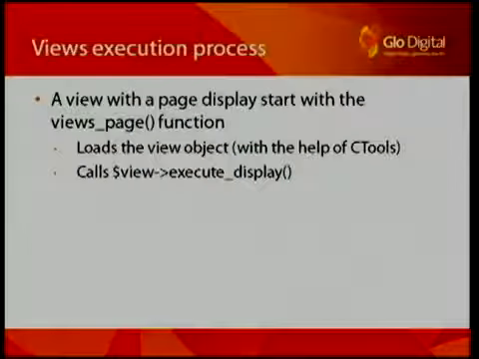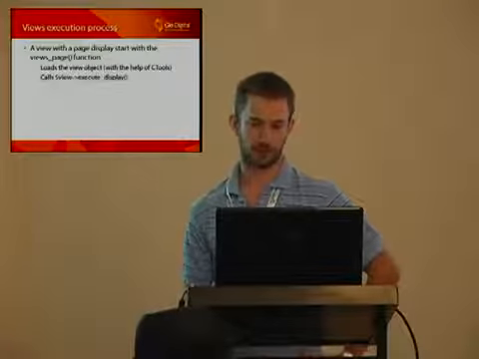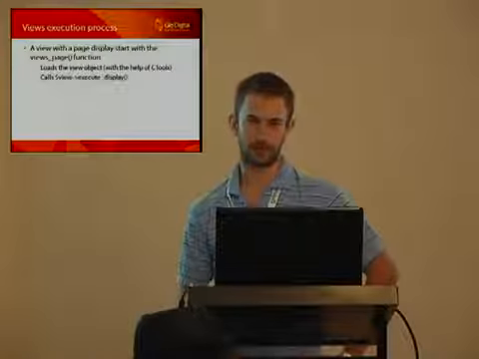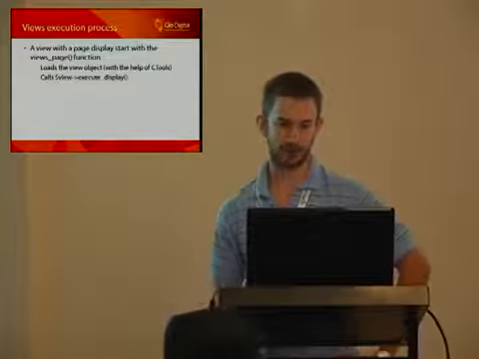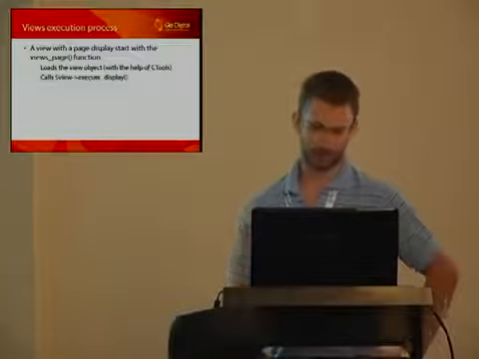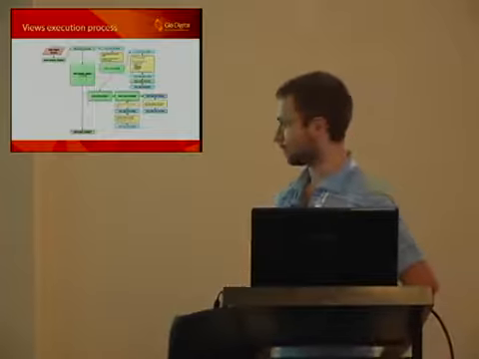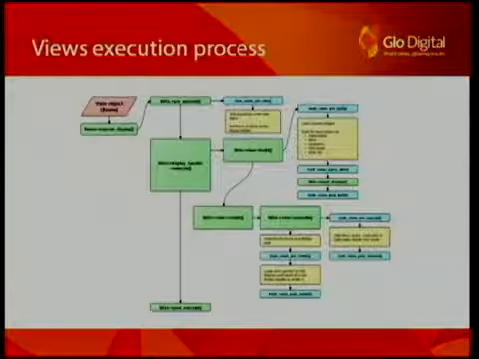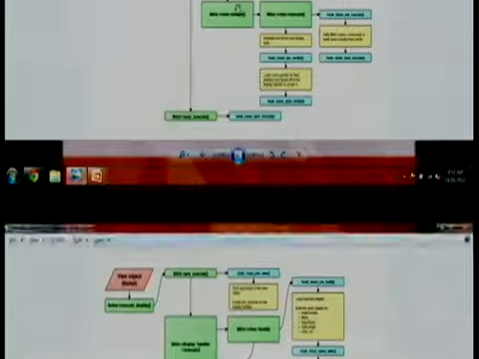Okay, so if you have a view with a page display, which is your typical use for a view, it calls a function called views page, and that does 2 things. It loads the view object from the database using CTools, and does a bunch of other stuff there that we're not really interested in, and then it calls views.executeDisplay, and that does a whole lot more. So I drew a diagram of that, which you obviously can't see very well there. I've got another version of it there, which I'll zoom in on.